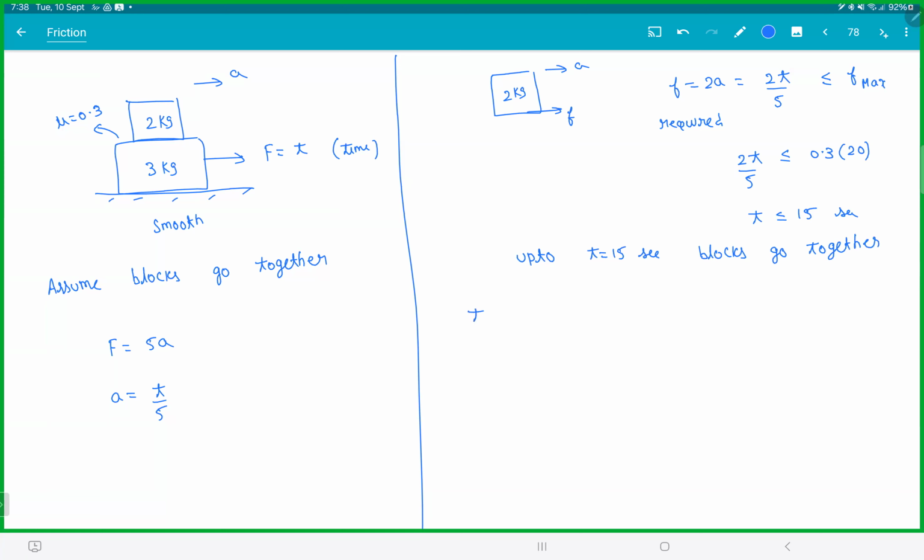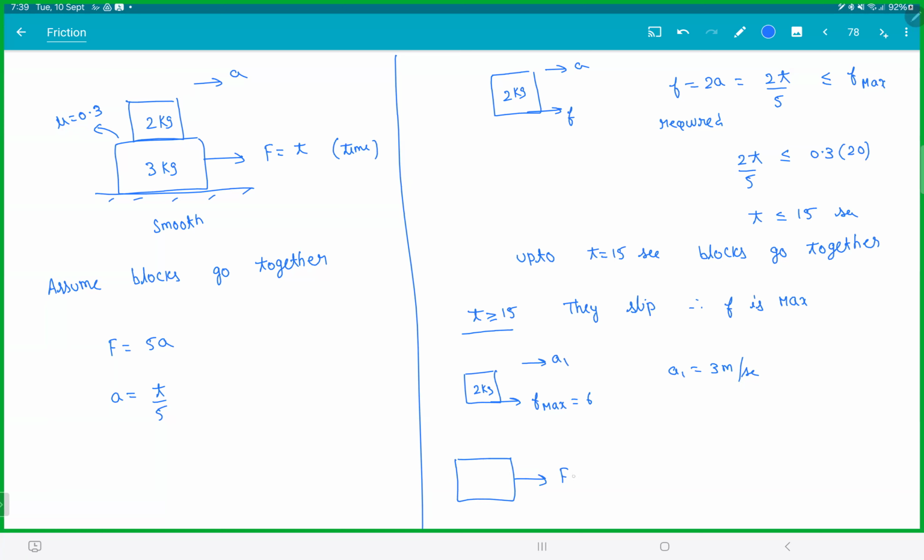So for t greater than 15, what happens then? For t greater than 15, f is maximum, they slip. Therefore, f is maximum. Perfect. So for t greater than 15, draw new FBDs again. So this friction is F max, which is 0.3 into 20 newtons, 6 newtons. For the 2 kg, this acceleration is A1. A1 is 3 meter per second square. So the 2 kg acceleration became constant.